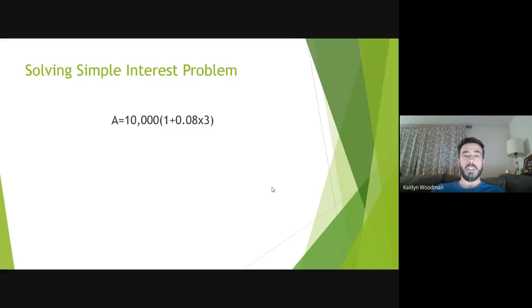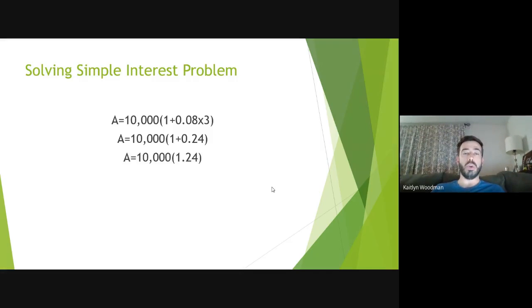Looking at this problem, just like the last 2 times, we're going to start in the parentheses and with multiplication. So 0.08 times 3 will be 0.24. 1 plus 0.24 is 1.24. And then after that, 10,000 times 1.24 is 12,400. And therefore, A equals $12,400.